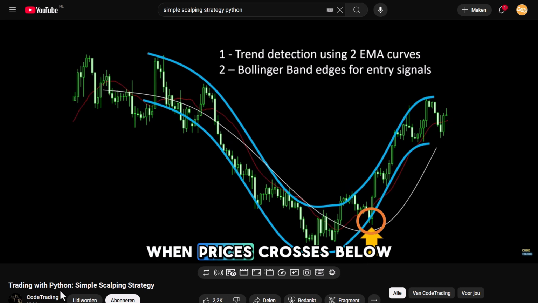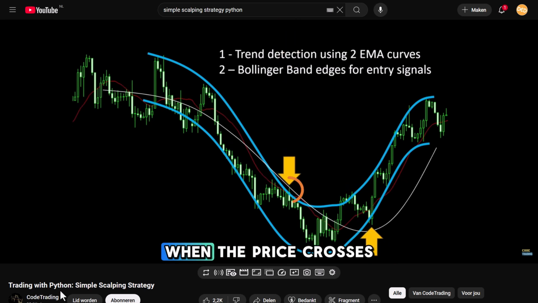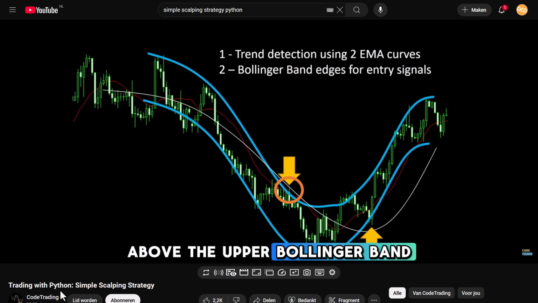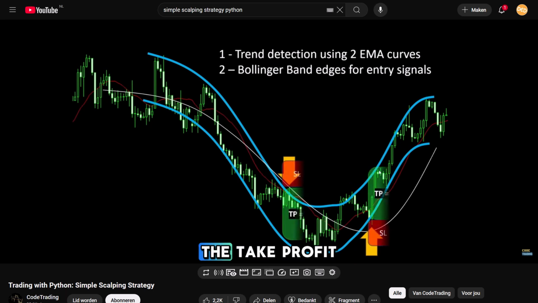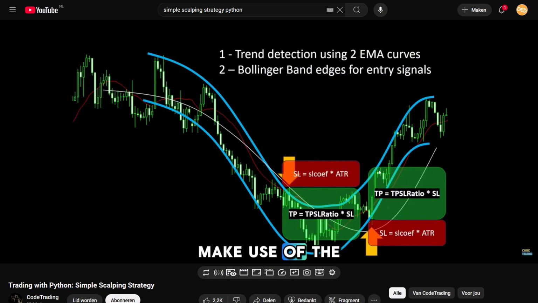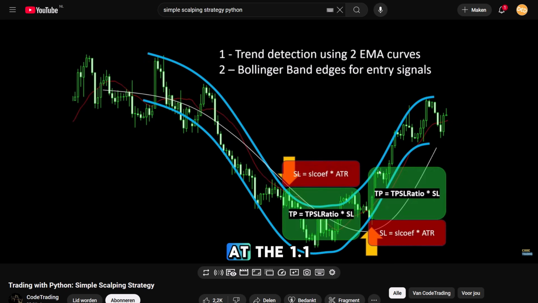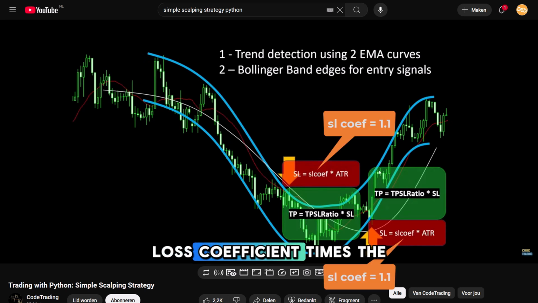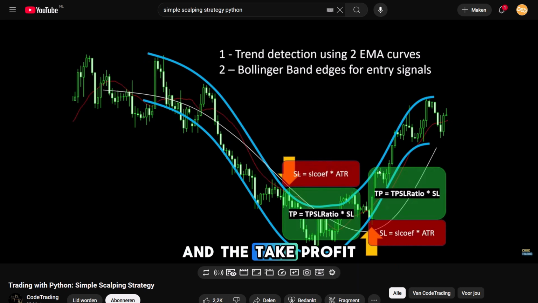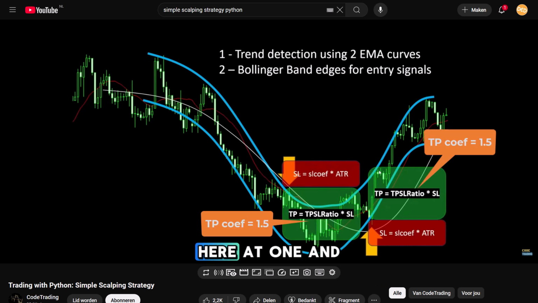Enter a long trade when price crosses below the lower Bollinger Band in an uptrend, or enter short when the price crosses above the upper Bollinger Band in a downtrend. Both the take profit and stop loss settings make use of the average true range and a coefficient. The stop loss is set at 1.1, which is the stop loss coefficient, times the ATR, and the take profit target is another coefficient, here 1.5 times the stop loss distance.